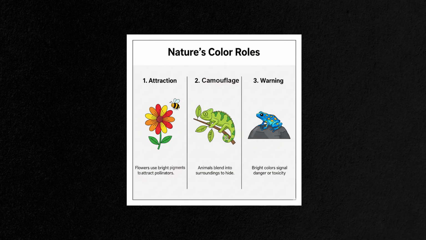Attraction: flowers use bright pigments to lure pollinators. Camouflage: animals blend into their surroundings to hide from predators. Warning: bright colors in frogs or insects signal danger or toxicity.